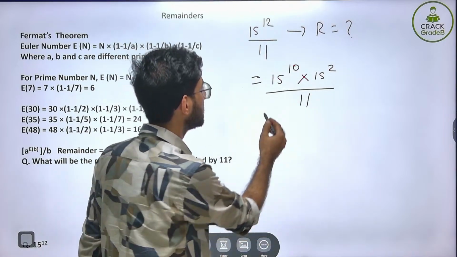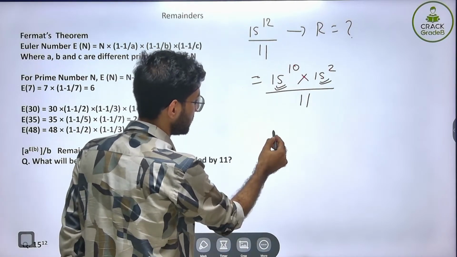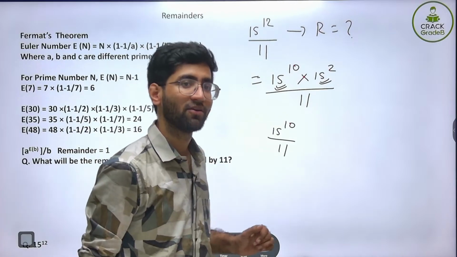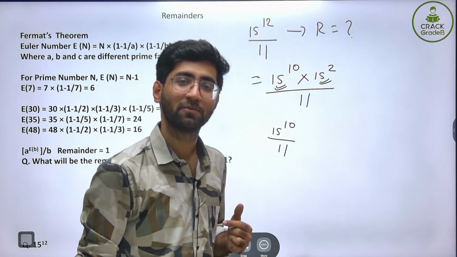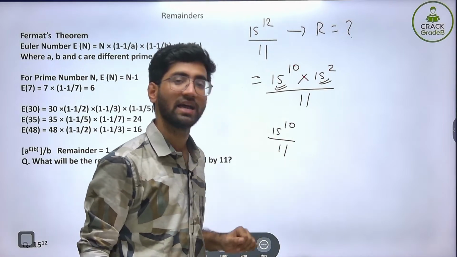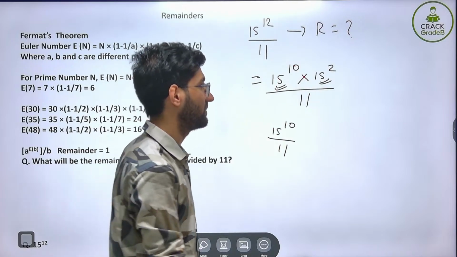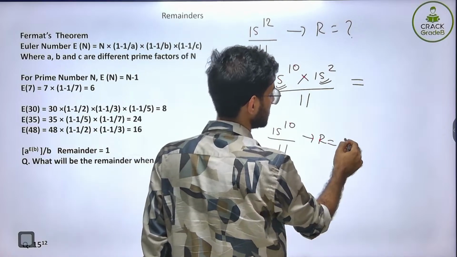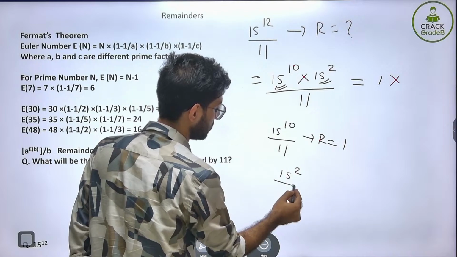Now we will divide these numbers separately. And if you divide 15 to the power 10 by 11, we have already found that the remainder will be equal to 1. Why? Because this 10 is the Euler number of 11. So if you divide 15 to the power 10 by 11, you will get a remainder that is equal to 1. Now we will divide 15 to the power 2 by 11.